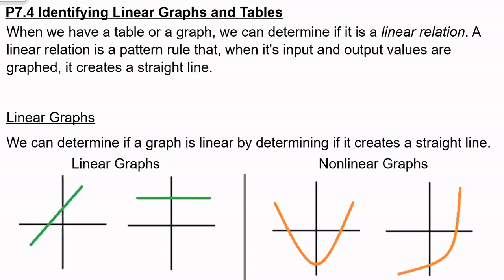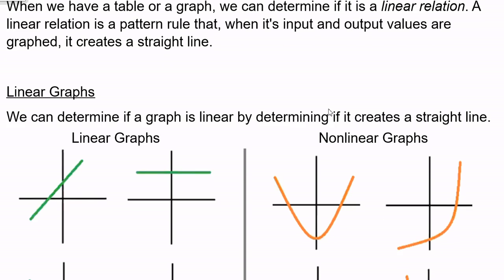In this lesson, we will be identifying linear graphs and tables. When we have a graph or a table, we can determine if it is a linear relation. A linear relation is a pattern rule that, when its input and output values are graphed, creates a straight line. When I take a look at the actual word here, linear has that word line right in it. So we're thinking about a straight line like you would use by drawing it with your ruler.